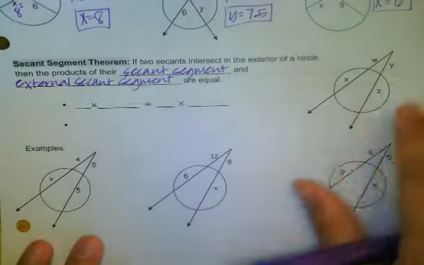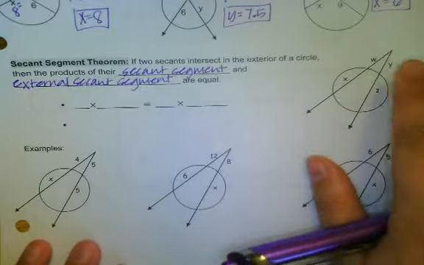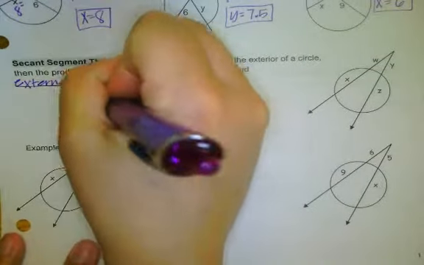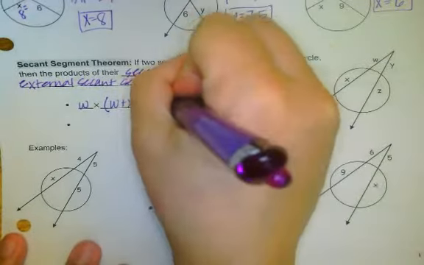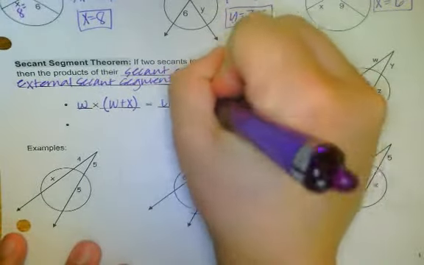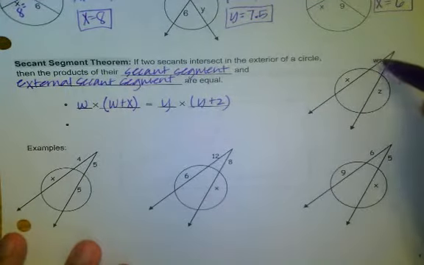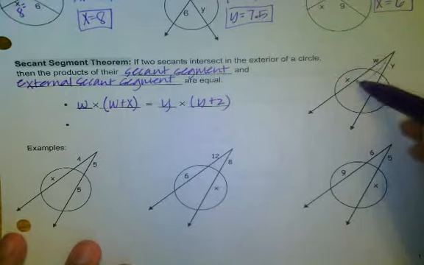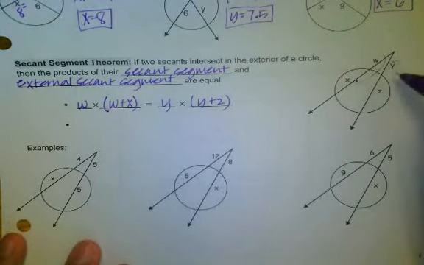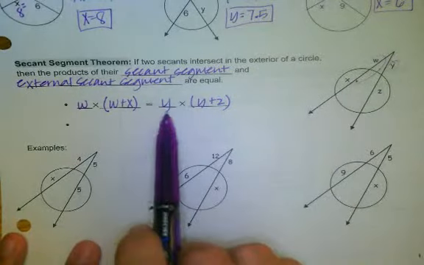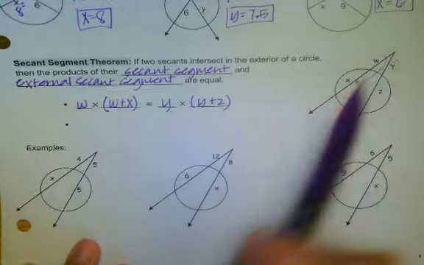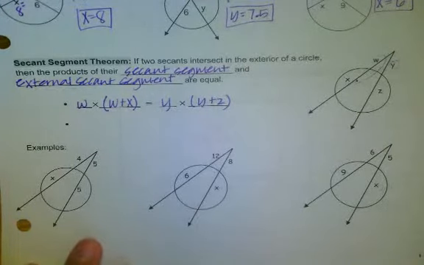Okay, so in relation to this picture to the right, what this is saying is that W times W plus X equals Y times Y plus Z. So it's that external piece times the whole thing equals the external piece times the whole thing. Okay, so that's how you get the W times W plus X equals Y times Y plus Z. So it's always the outside times the whole.